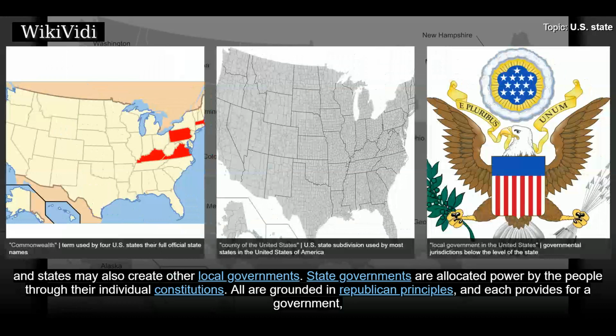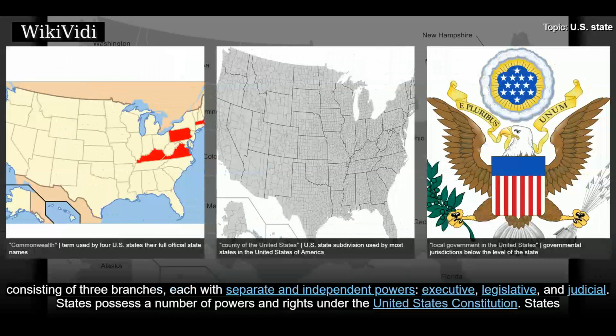State governments are allocated power by the people through their individual constitutions. All are grounded in republican principles, and each provides for a government consisting of 3 branches, each with separate and independent powers: executive, legislative, and judicial.